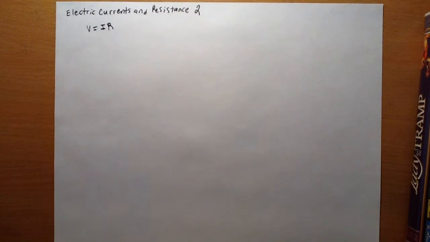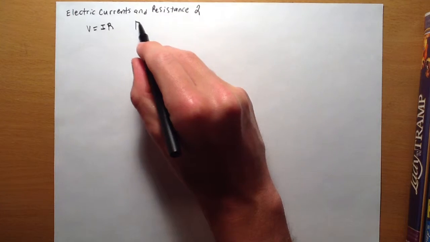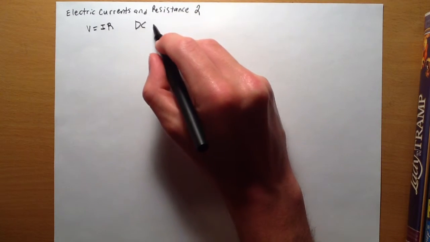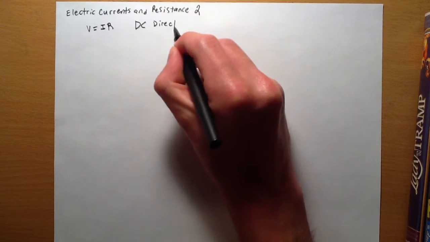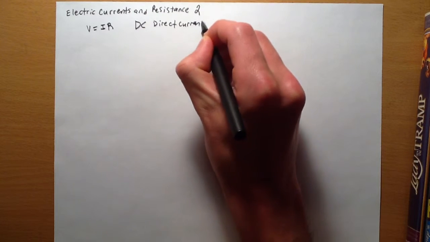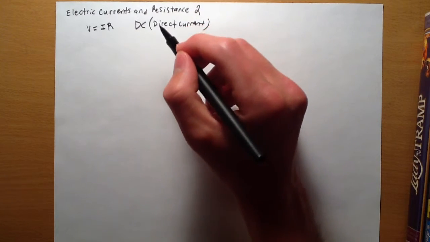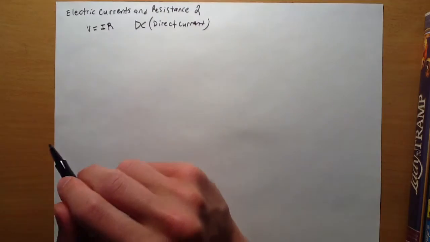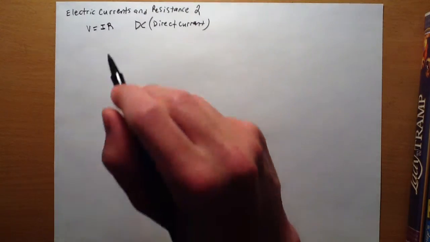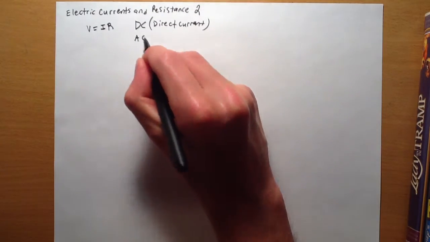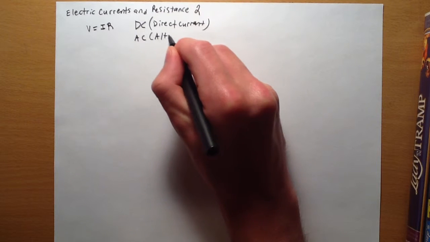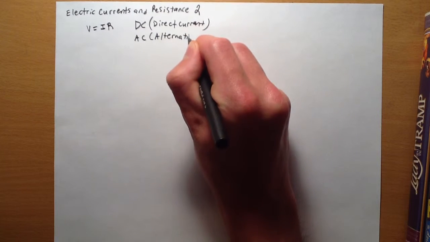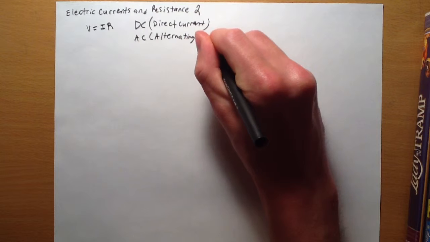In the previous example, we talked about Ohm's law, which is voltage equals current times resistance. And in this, we thought that current was constant. Current didn't change. And that is DC, or direct current. But often, current is changing. It changes with time. And we call that AC, or alternating current.